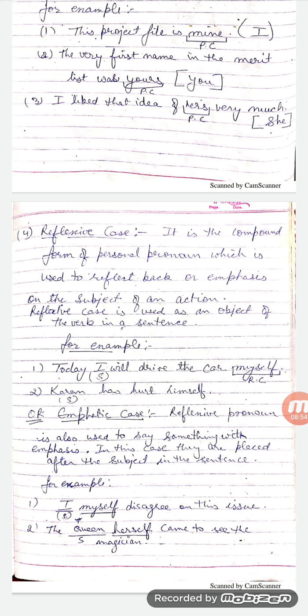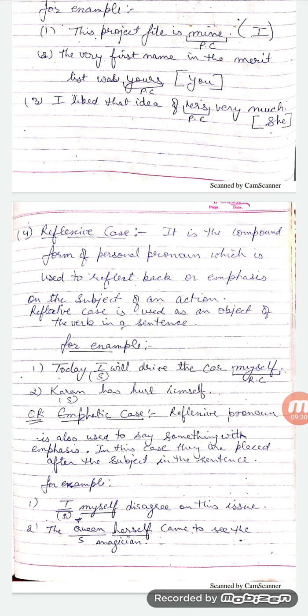Fourth is reflexive case. It is the compound form of personal pronoun which is used to reflect back or emphasize the subject of an action. Reflexive case is used as an object of the verb in a sentence. That is, when the personal pronoun form is used to reflect back to the subject of a sentence.